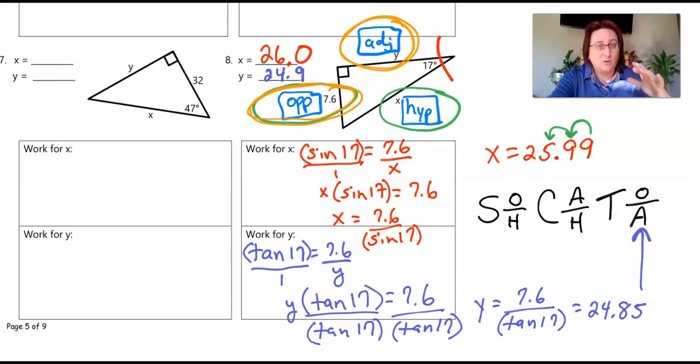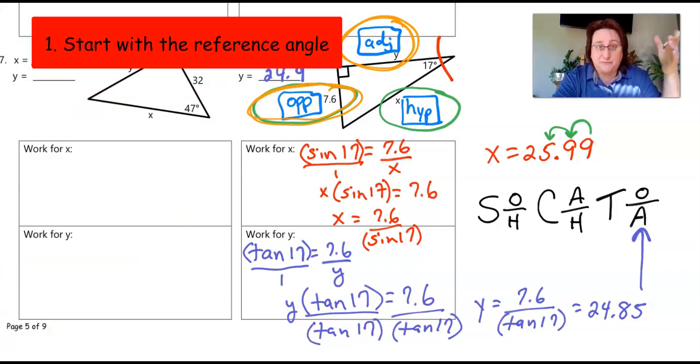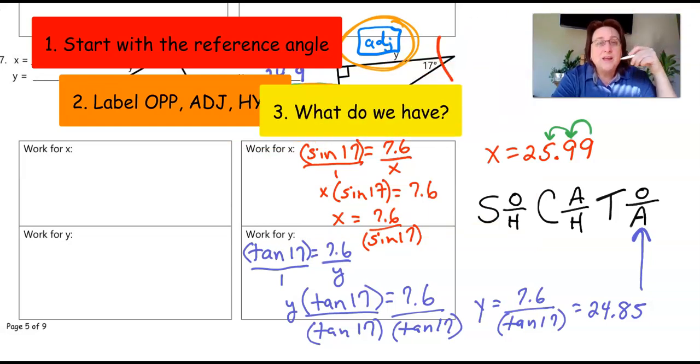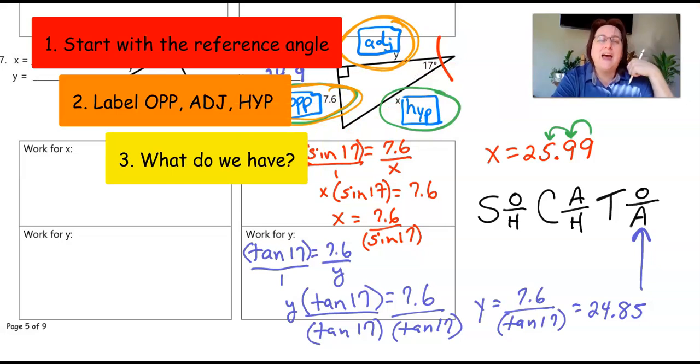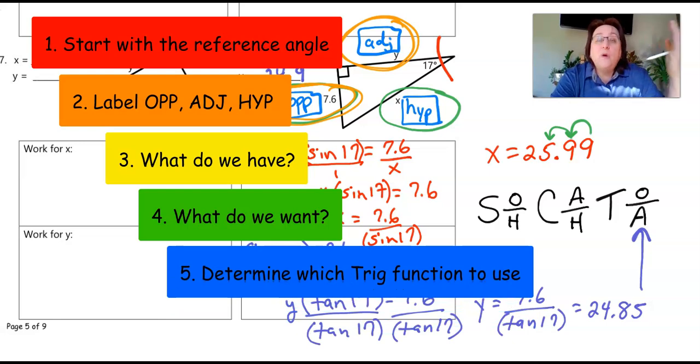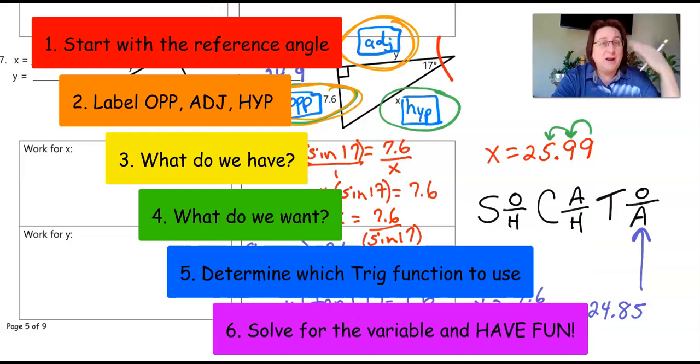Okay, so what we just did, I'm going to recap here. We have to ask ourselves, where do we start? We start with the reference angle. We label the opposite, adjacent, and hypotenuse. Put a box around them. Then we ask ourselves, what do we have, and what do we want? That helps us figure out, based upon what we have and what we want, which trig function we should use.